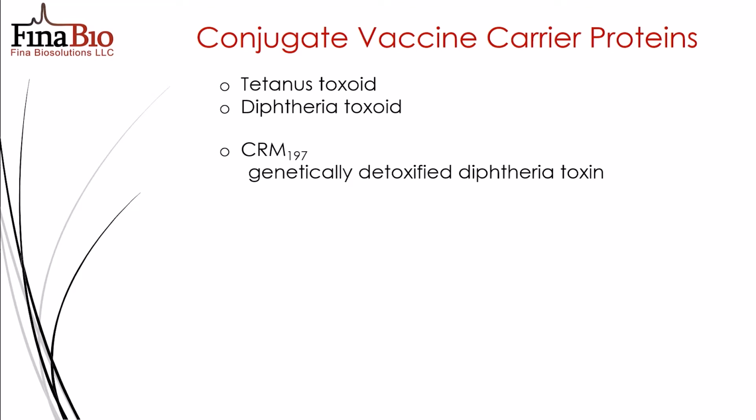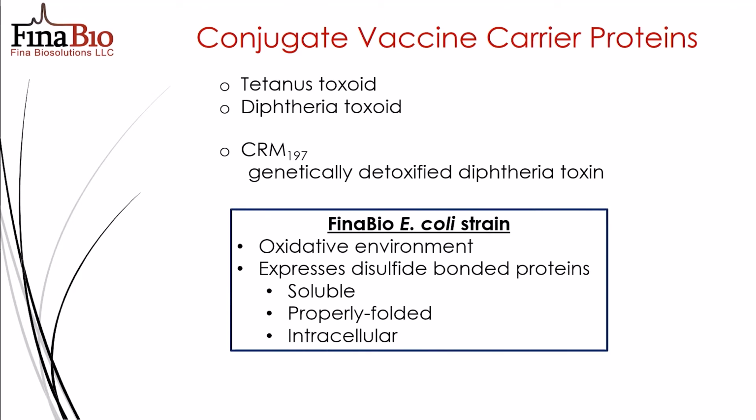To address this, Fina Bio has developed an E. coli strain with an oxidative environment which can express disulfide bonded proteins like CRM197. It expresses them as soluble, properly folded intracellular proteins. And unlike comparable commercial strains, our E. coli is not crippled and can grow to greater than 300 grams per liter. This has allowed us to markedly reduce the cost of the protein.